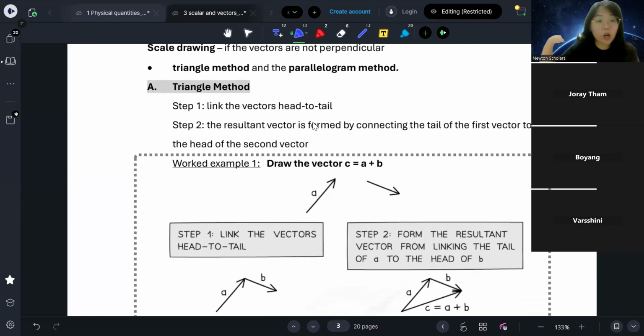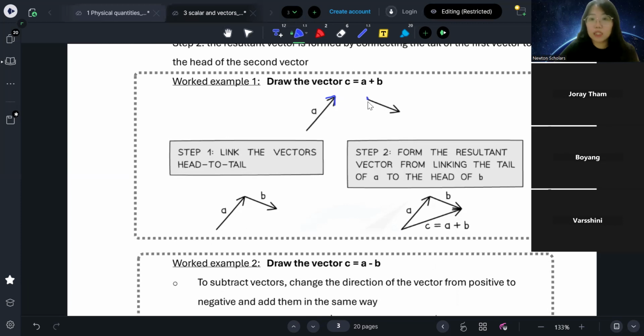Okay, the triangle method. Remember, now is recall only. For the triangle method, please link the vectors head to tail. This is the head. This is the tail. Link them together. In Form 5, we might say tip to tail. Either one doesn't matter. We link the tip to the tail, or head to the tail.